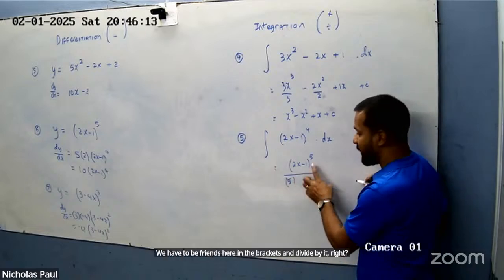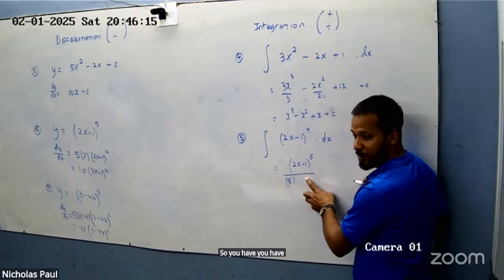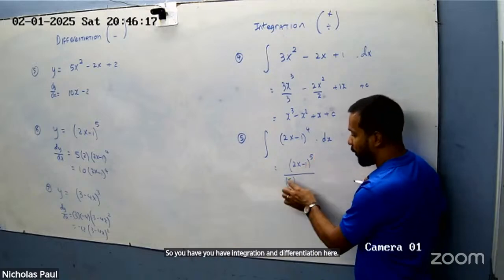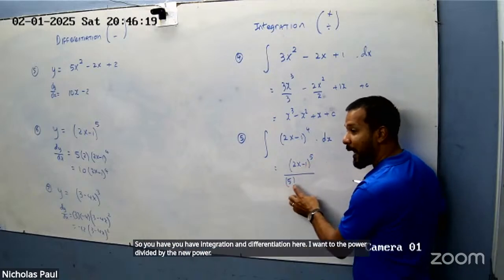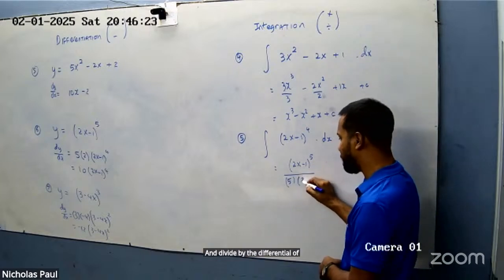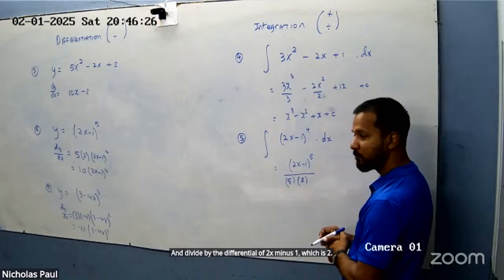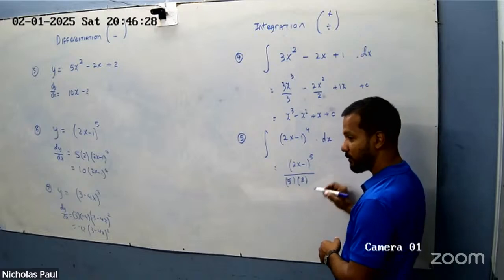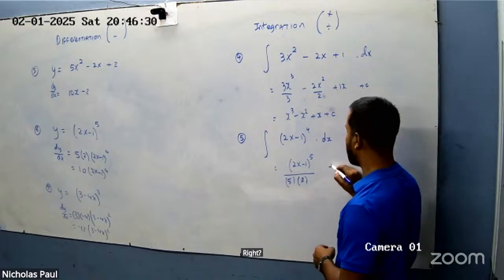So you have integration and differentiation here. Add 1 to the power, divide by the new power, and divide by the differential of 2x minus 1, which is 2.